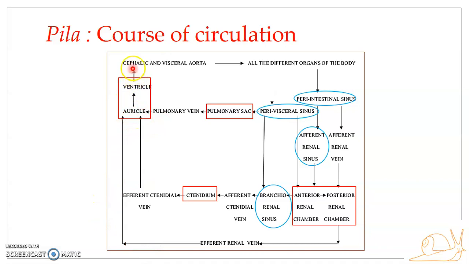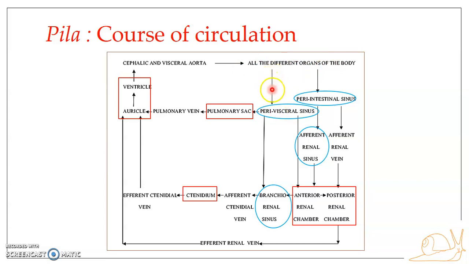From the ventricle, the blood passes through the cephalic and the visceral aorta to different parts of the body. The blood is carried to different parts of the body from the ventricle through the branches of the cephalic and visceral aorta. The cephalic aorta supplies blood to the anterior parts of the body, while the visceral aorta supplies blood to the posterior parts of the body. Now here you can see from various parts of the body, the blood is collected by various veins and venules.